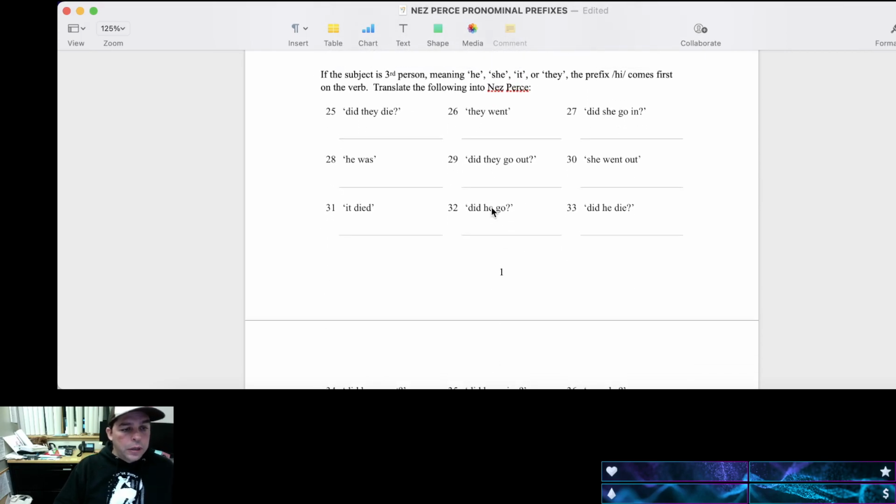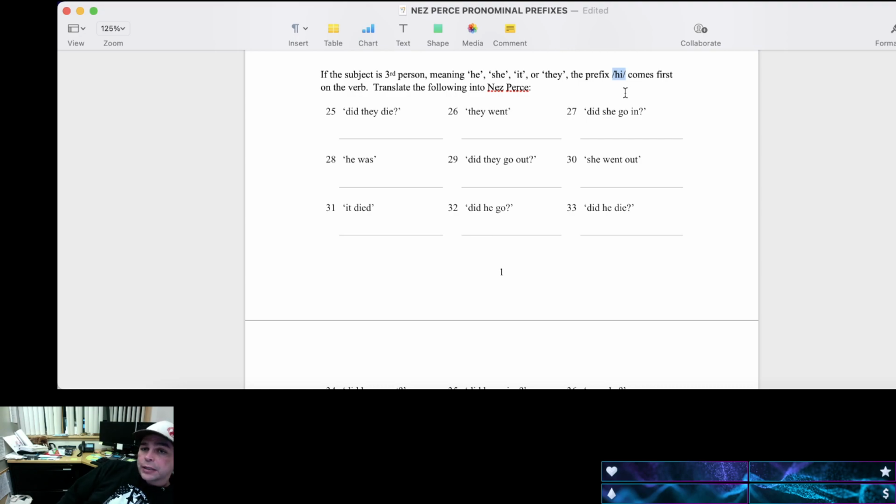So the second one that I want you to understand is the prefix he. And this prefix he changes the verb to third person. So we're talking about somebody over there. Now in Nez Perce, we don't care whether it's a he, she, or an it. So it's not gender specific. You can use he if you're talking about a woman. You can also use he if you're talking about a hammer or an animal of some kind. We don't distinguish that in Nez Perce.